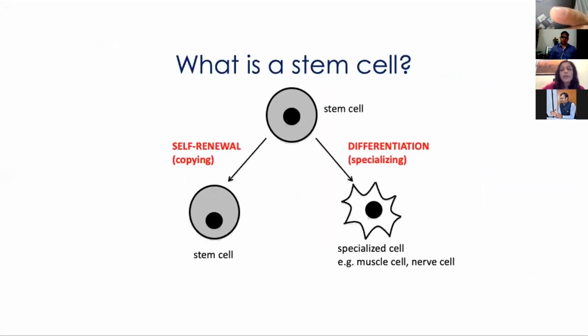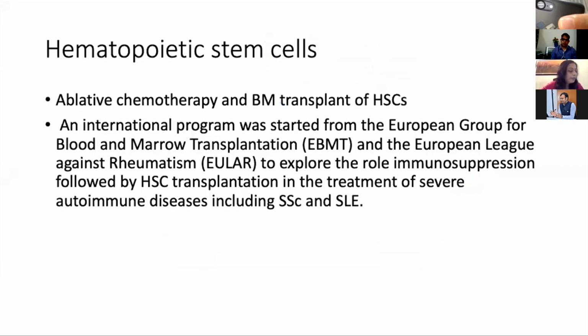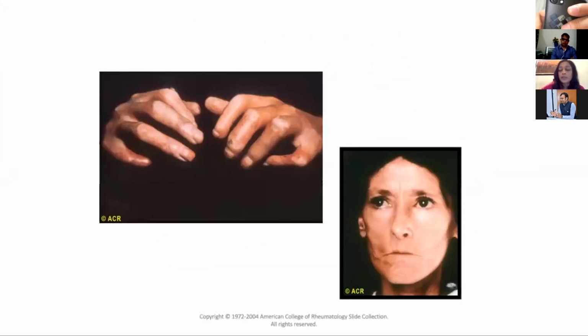Just going on briefly to stem cells, I wanted to divide it into hematopoietic and mesenchymal. Hematopoietic, though not strictly in the regenerative world, is something we have used for many years in conditions with refractory lupus and refractory scleroderma. There's ablative chemotherapy, just like if you were doing leukemia treatment and bone marrow transplant of hematopoietic stem cells. We've used this for refractory scleroderma patients.